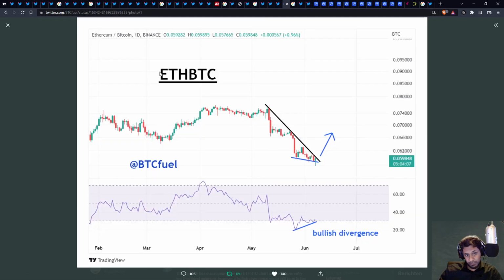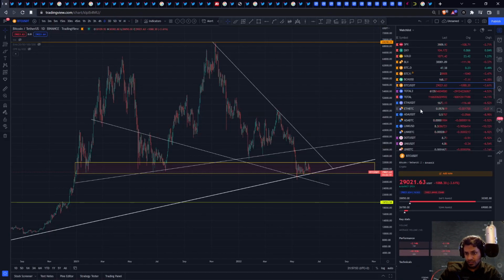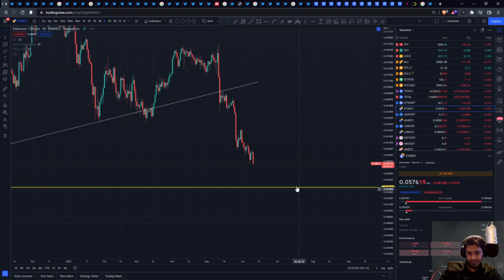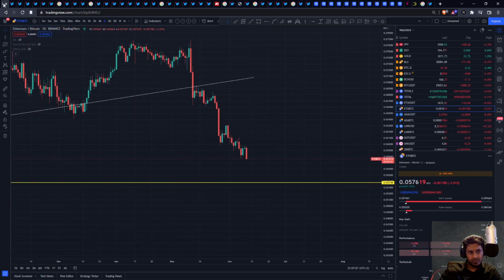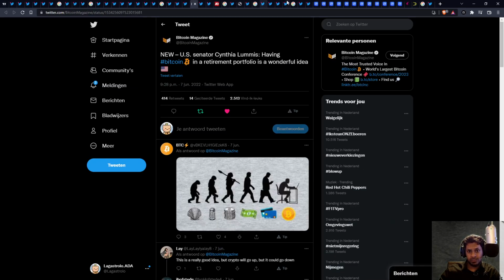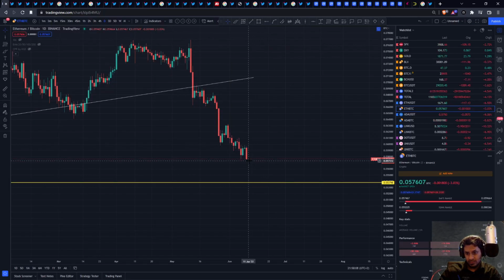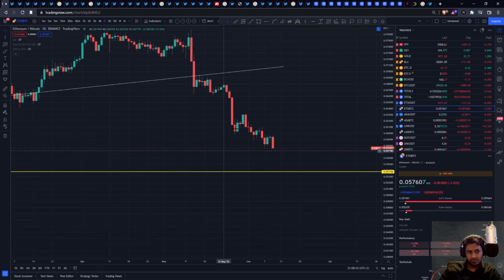Ethereum compared to the Bitcoin price structure. Let's see when he tweeted this. He tweeted this on the 7th of June. Let's see what it is right now. Did we crash below it? Let's see. Was this one 0.05? Okay, let's see. Oh no, we're still forming it.